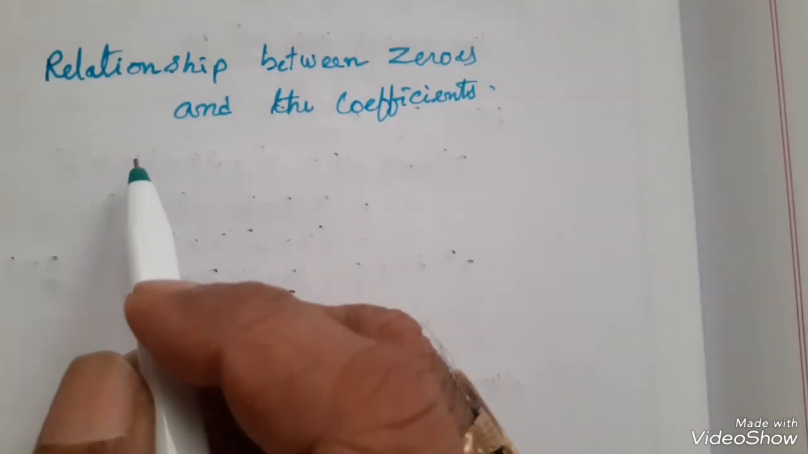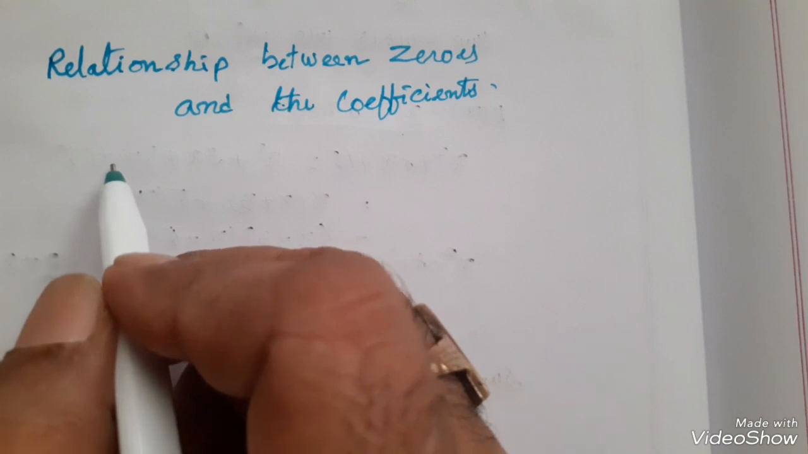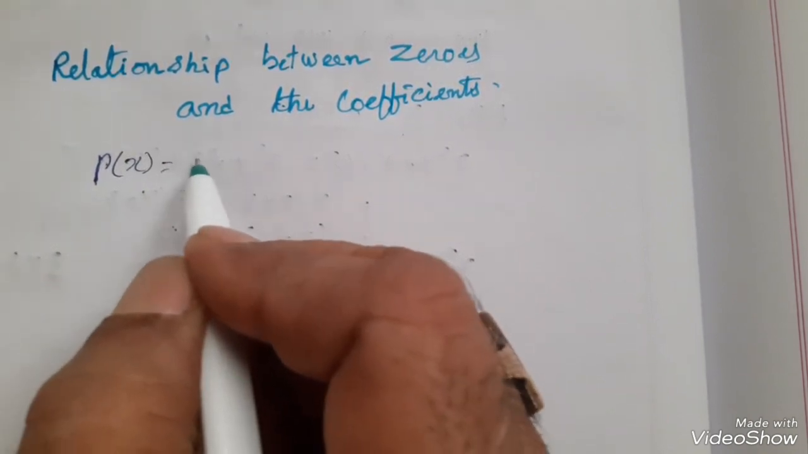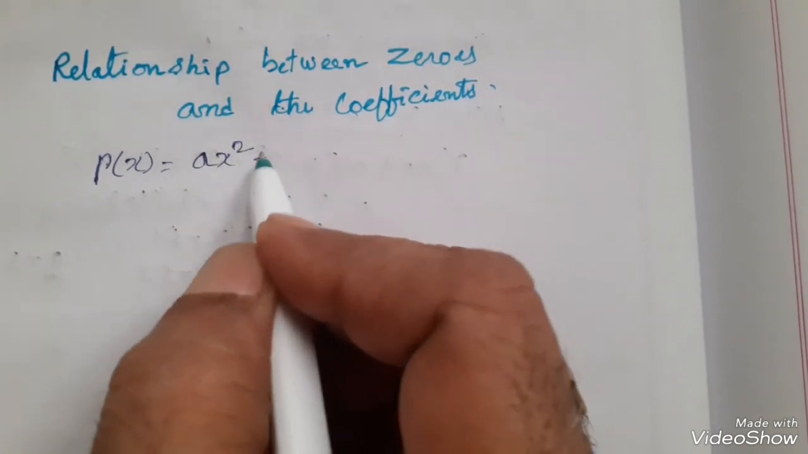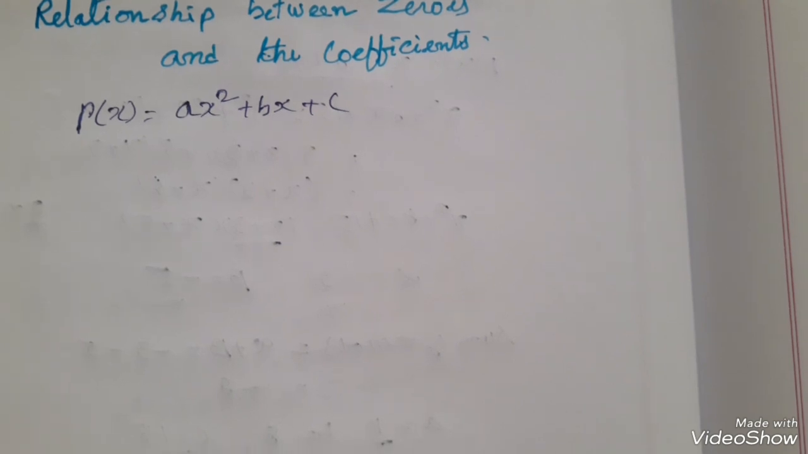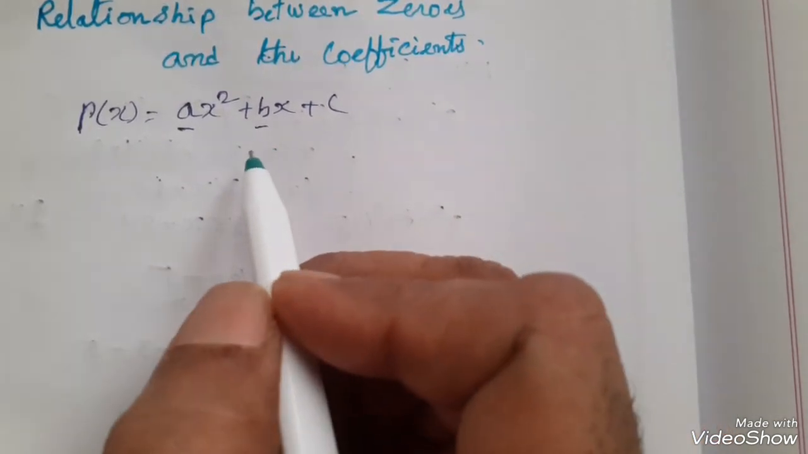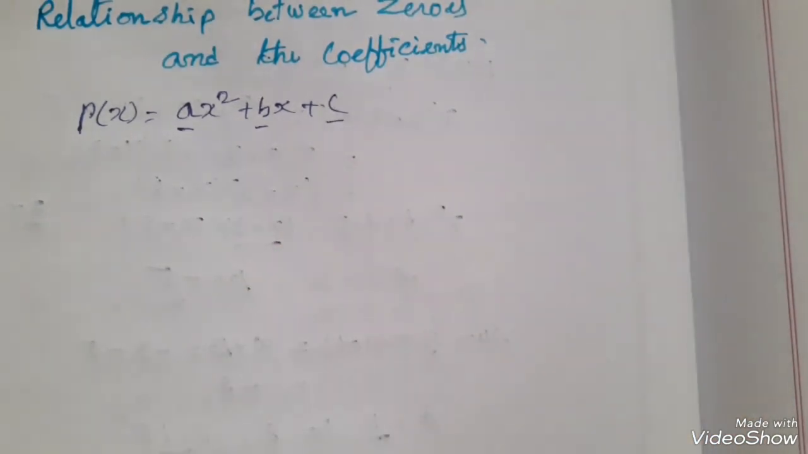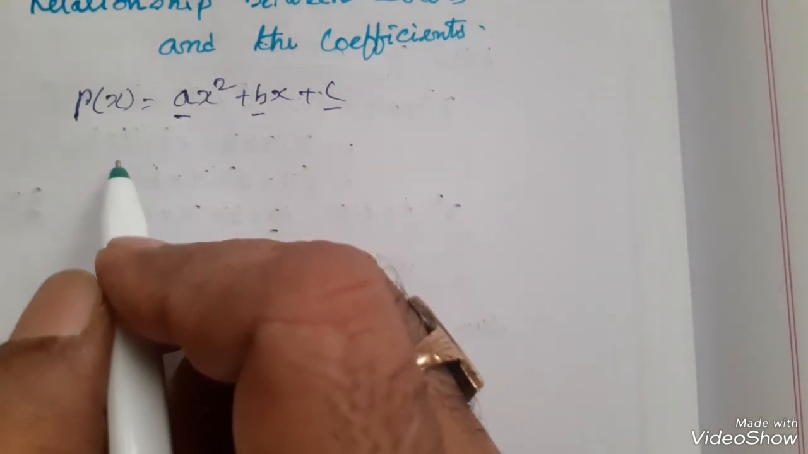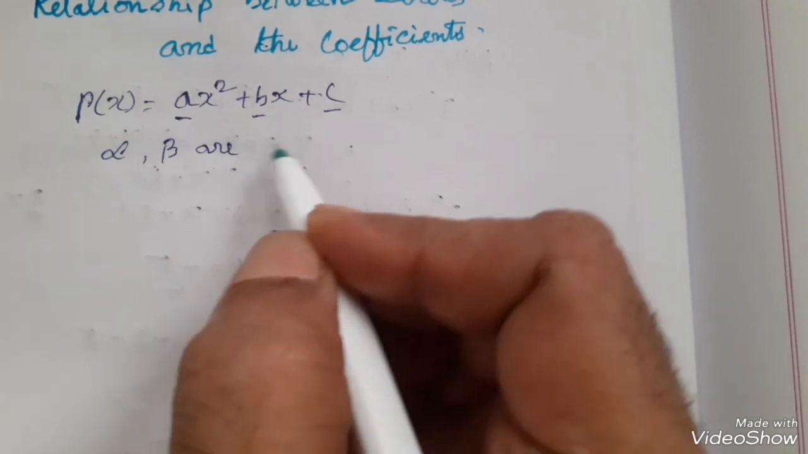Now let us see what is the relation between zeros and the coefficients. I think you know the general form of the quadratic polynomial. p of x equals ax square plus bx plus c. Here a is the coefficient of x square, b is the coefficient of x, and c is the constant. And the two zeros you take alpha and beta. Alpha, beta are two zeros.